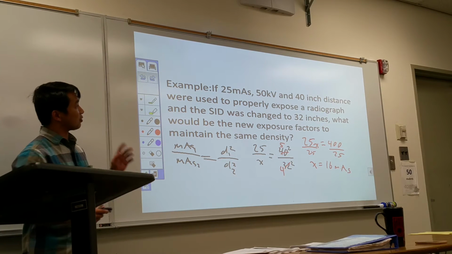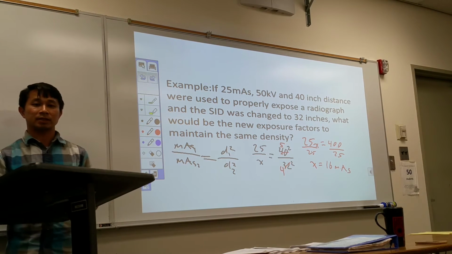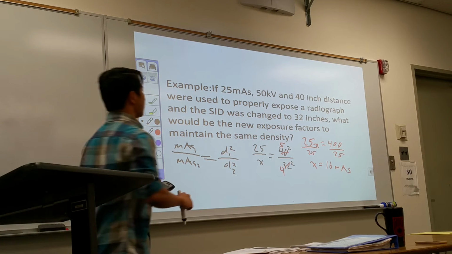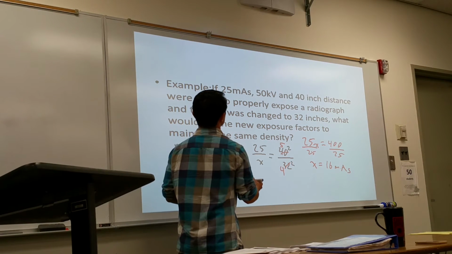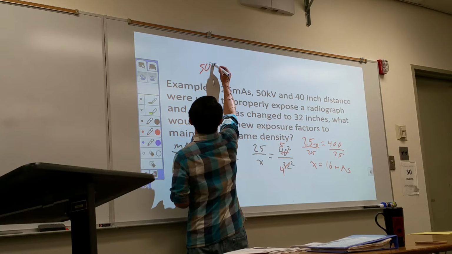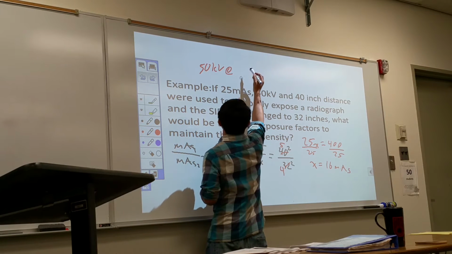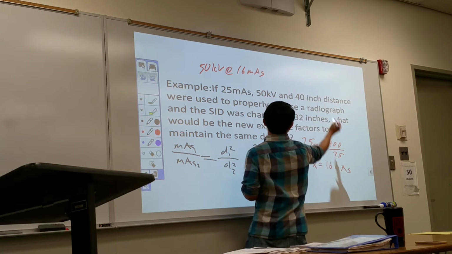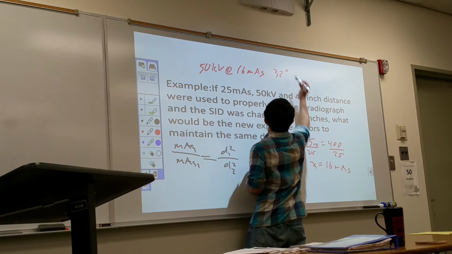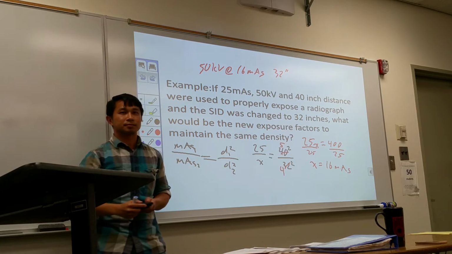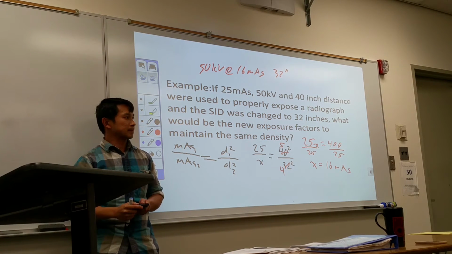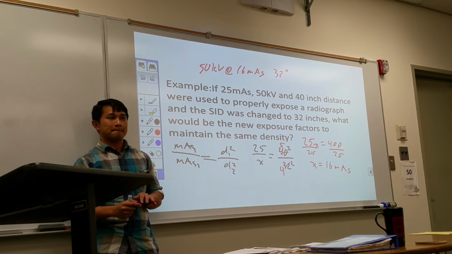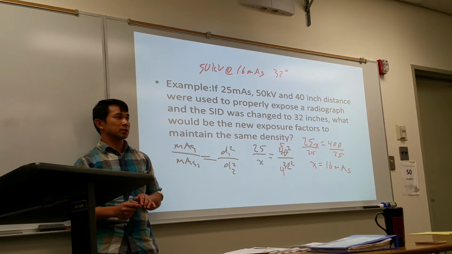At our distance of 32 inches, mass will be 16. So our new technique answer will be 50 kV at 16 mass, and distance is 32 inches. Also, everything else is constant. Make sense? Any questions?